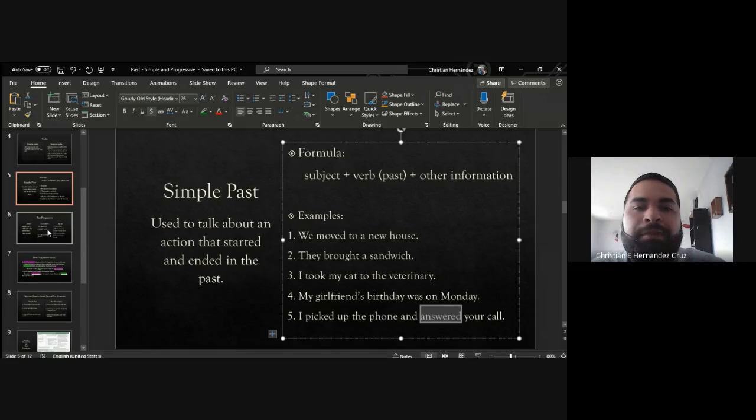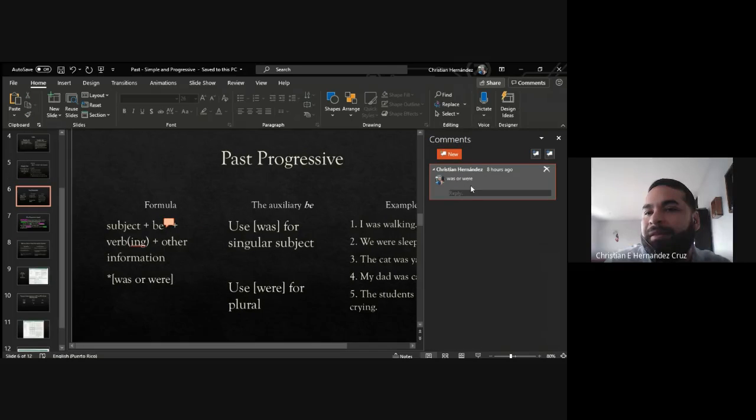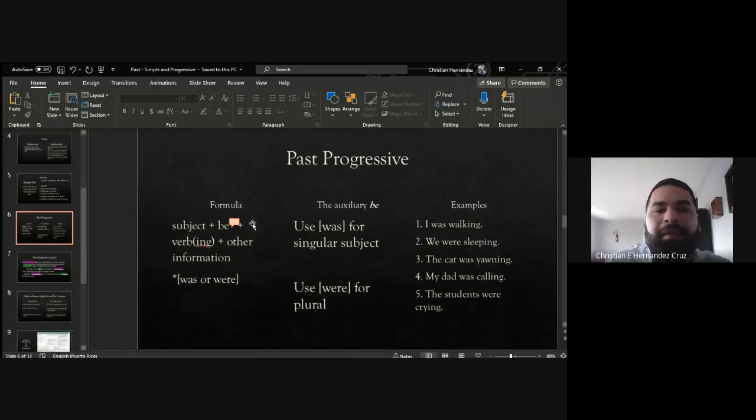Let's talk about the past progressive. So the past progressive formula would be very similar. It's subject, be, which is the be verbs, which in this case are was or were, and then the verb ending with ing, and of course other information.